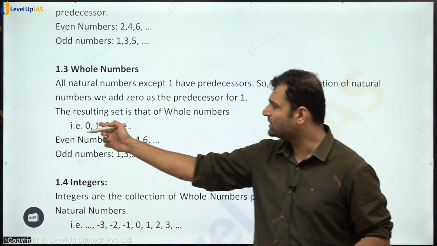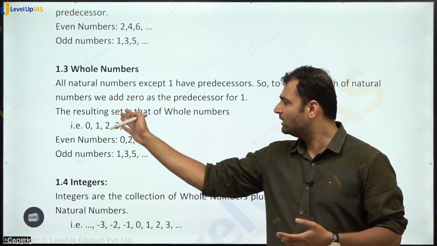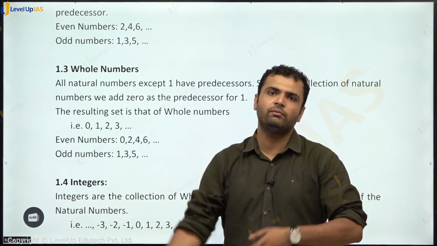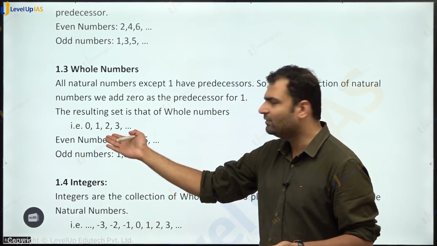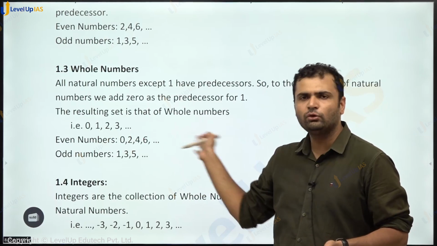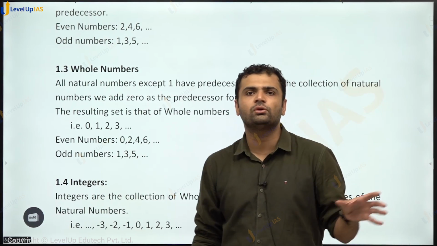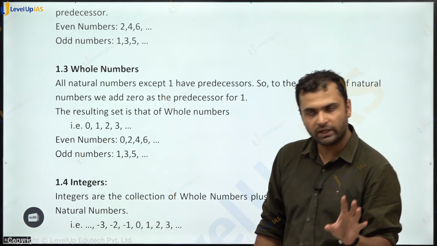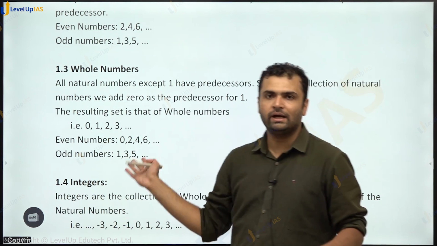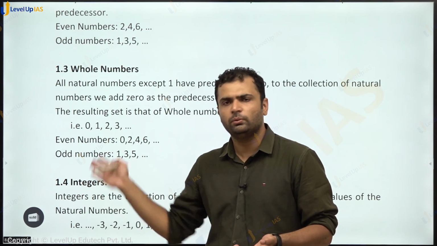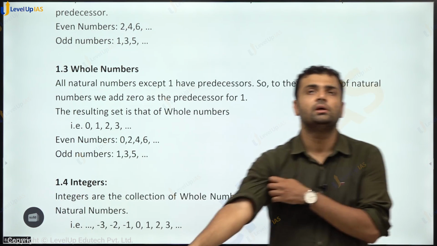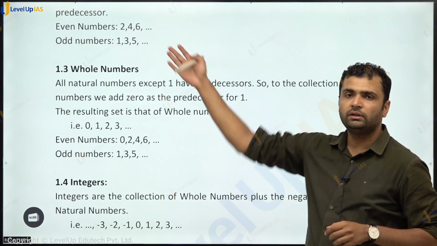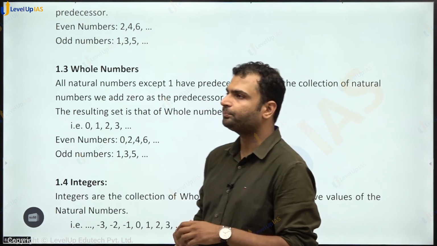So the set of whole numbers is 0, 1, 2, 3, 4. 1, 2, 3, 4 are natural numbers. If you add 0 to it, it becomes whole numbers. And even whole numbers are 0, then 2, 4, 6. Basically 0 is also an even number. That is something we need to take note of. Fine. And odd numbers stay as they are, because we have just added 0, and it goes into even numbers. That is about natural and whole numbers.